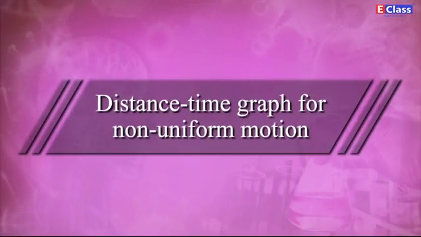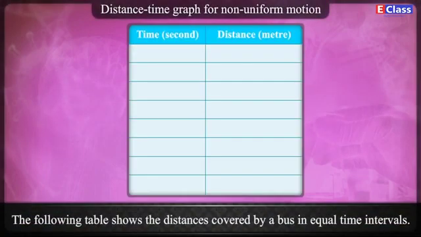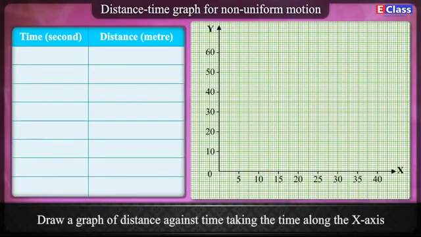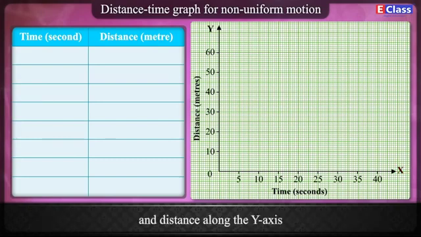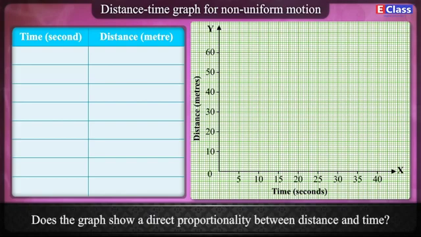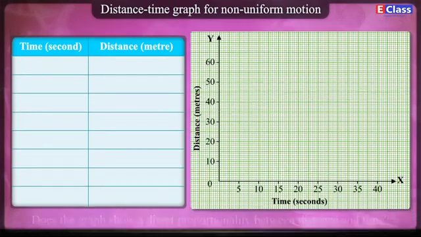Distance-time graph for non-uniform motion. The following table shows the distances covered by a bus in equal time intervals. Draw a graph of distance against time, taking the time along the x-axis and distance along the y-axis. Does the graph show a direct proportionality between distance and time?